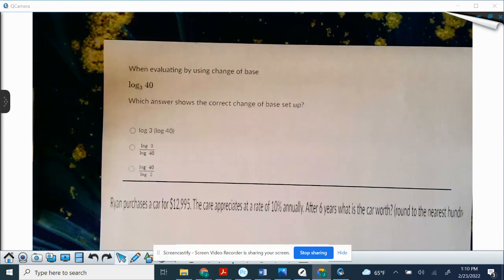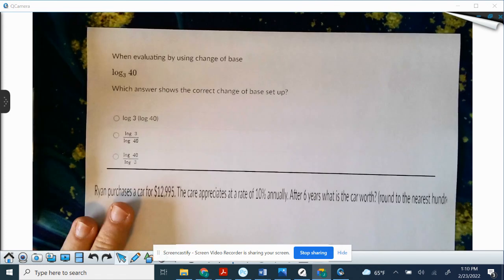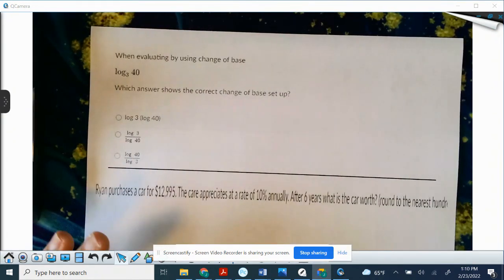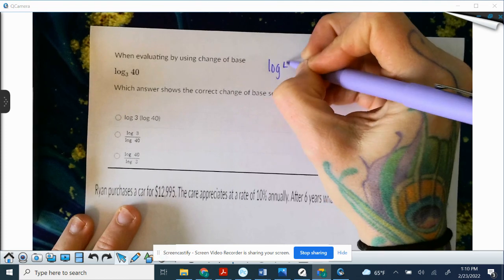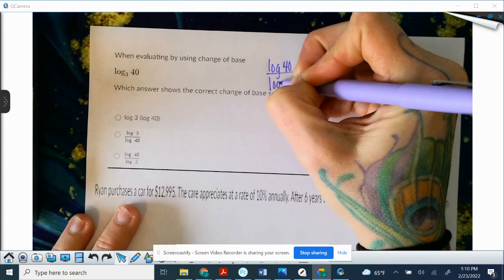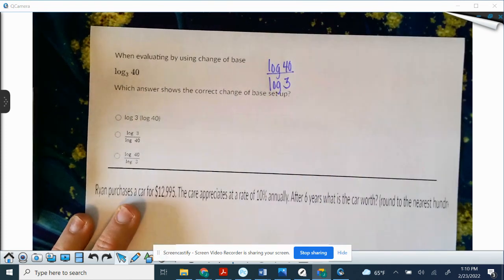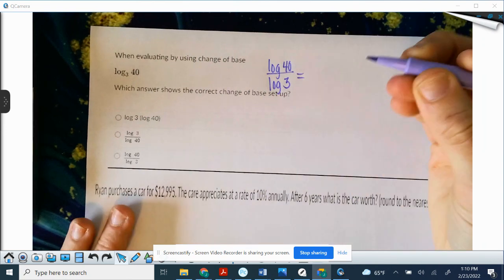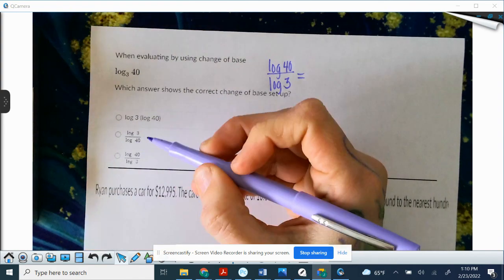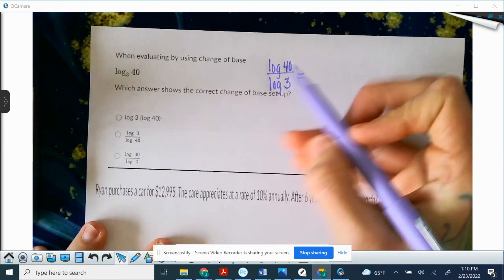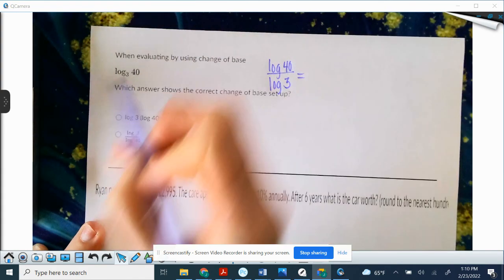So change of base. This question says use a change of base, and I did that on purpose just so you remember that word. Hopefully you understand that you can do change of base, which is log base 10 of 40 over log base 10 of 3 and get an answer, or you can use your log base. In this case, it's also a little bit of a test if you don't know change of base.